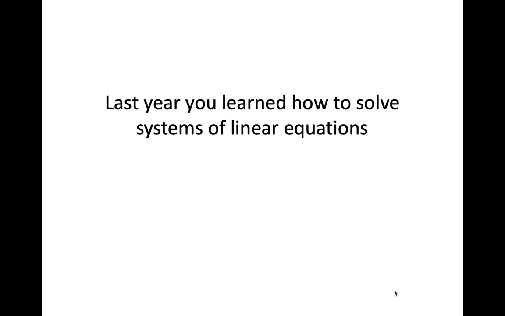Now, last year you did learn how to solve systems of linear equations. And just in case you've forgotten that, what that means is you will have two equations that belong in the same graph. You have x's and y's that you're missing. And so we talked a little bit in class about the different ways that you solve this. And I think eventually it came back to you.